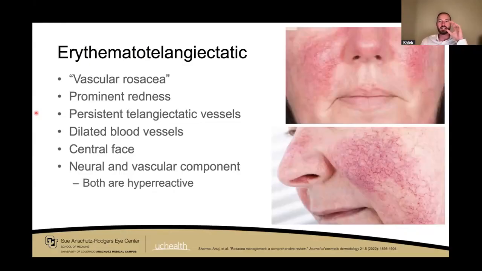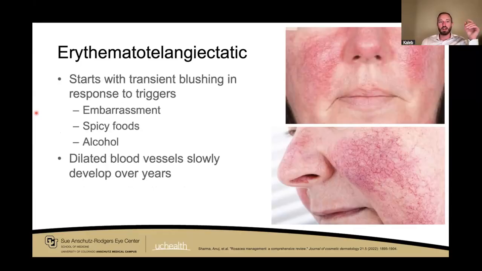erythematotelangiectatic facial rosacea. This is the one that I think a lot of us classically think of as vascular rosacea. This is a patient that has prominent redness of the face, kind of ear to ear and all over the nose. This persistent telangiectatic blood vessels, they dilate. They're located on the central face. There's a neural and a vascular component, both of which are hyperactive.